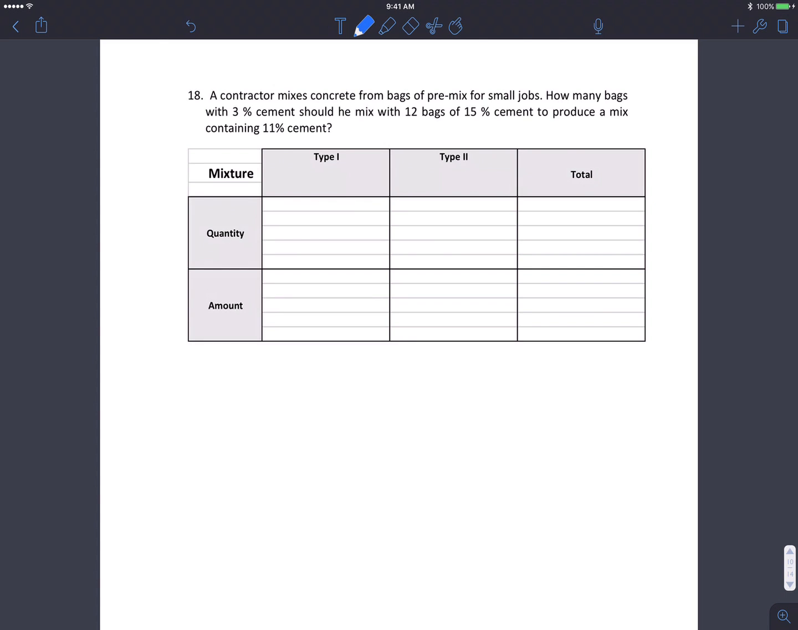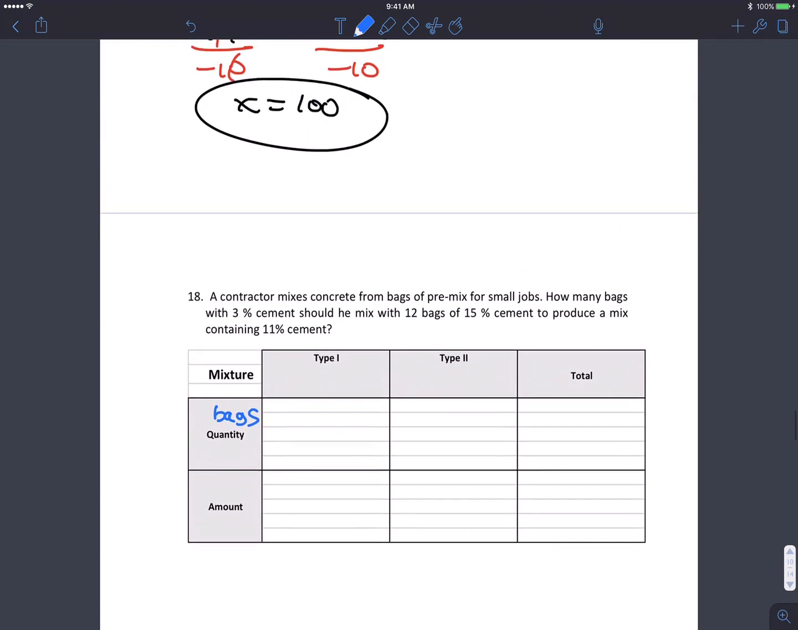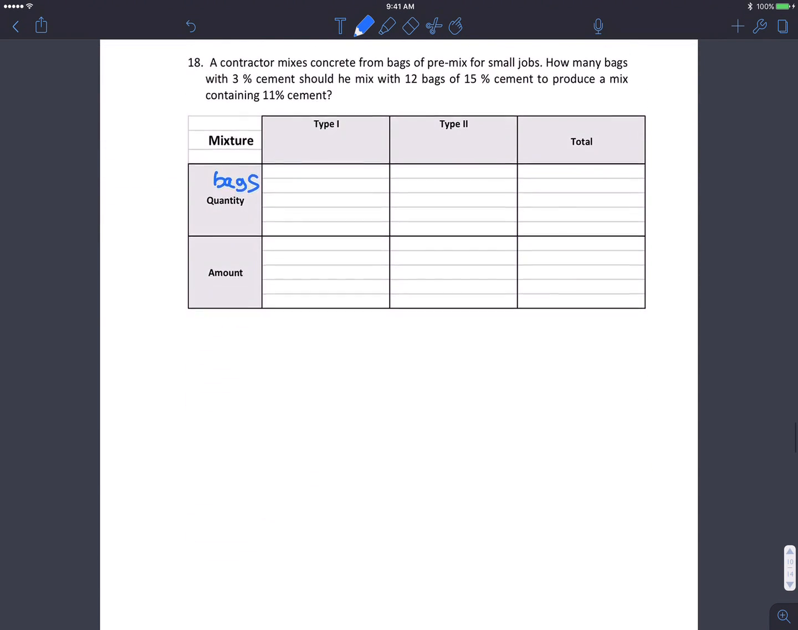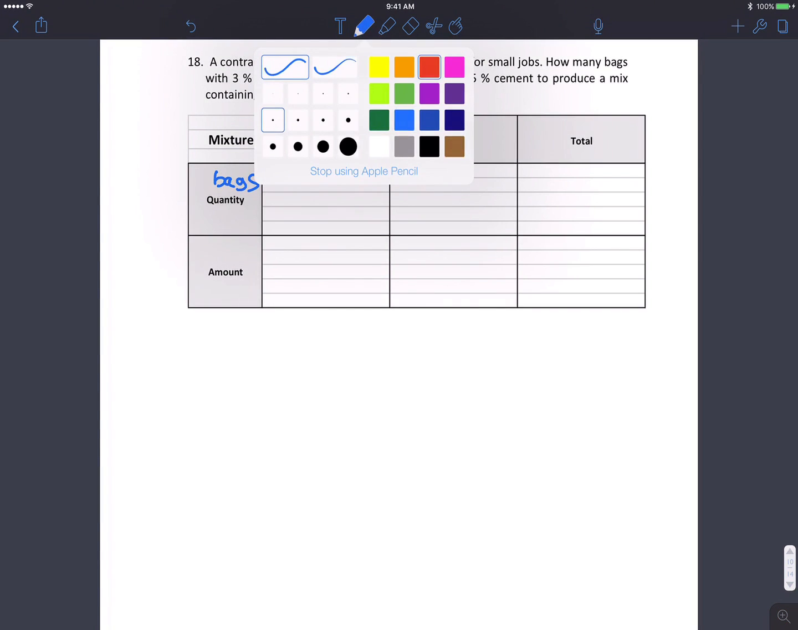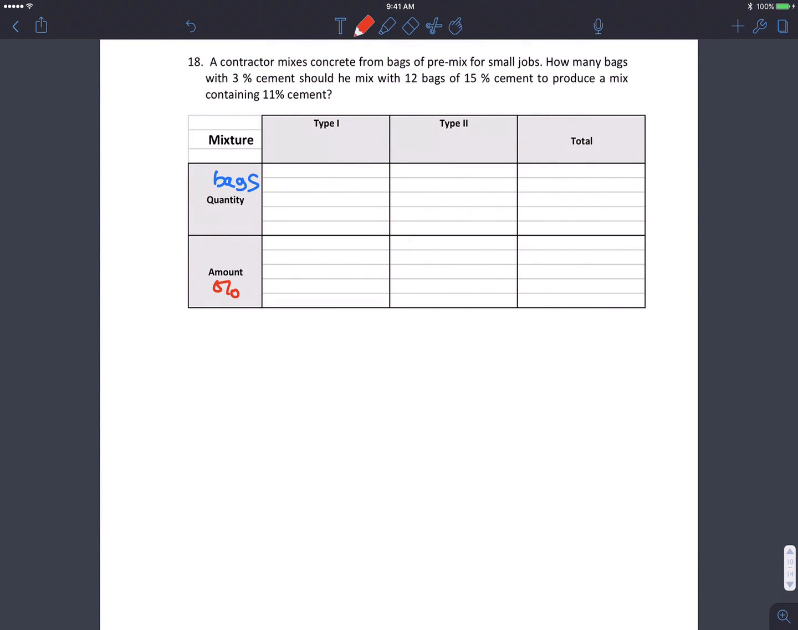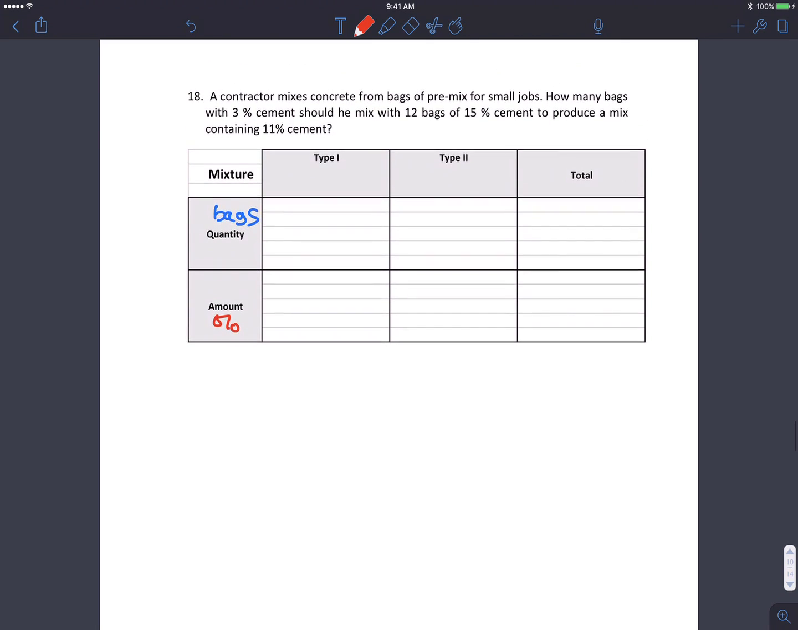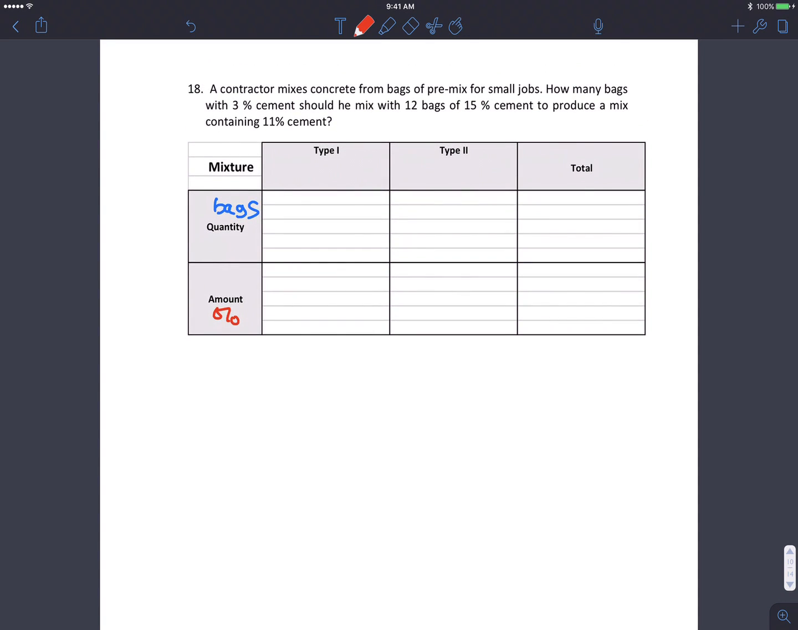Let's stop and think about the quantity, though. This is in bags, not pounds anymore. So how do we know that? Because they tell us this is in bags. And this second amount is really in percent. It's not dollars. So the amount in this case is percent. The quantity is in bags. We have two types we're mixing for a total mixture type. Out here is the mixture.